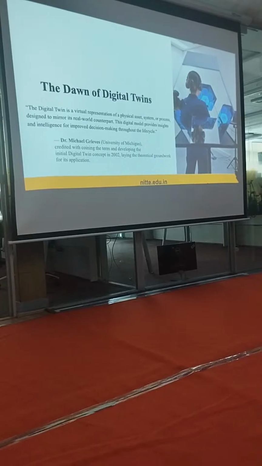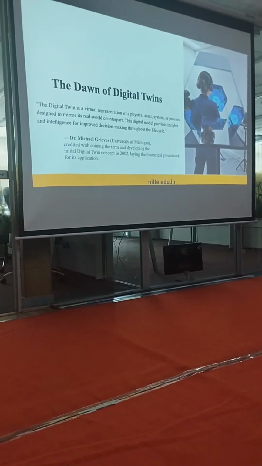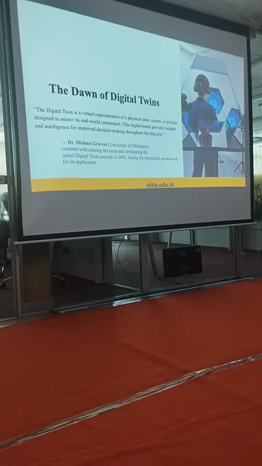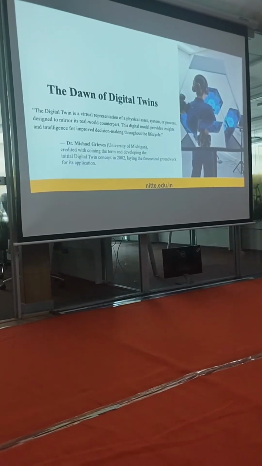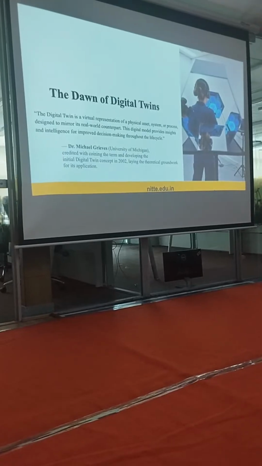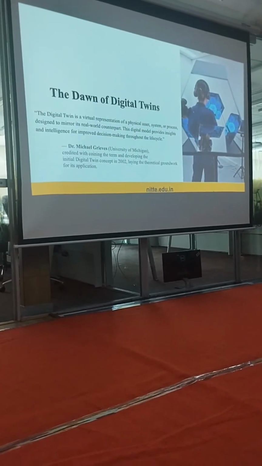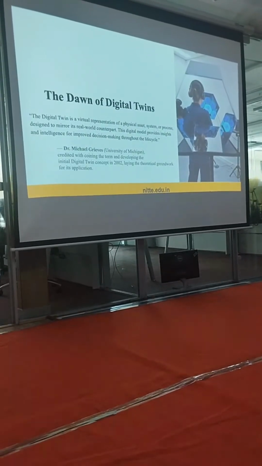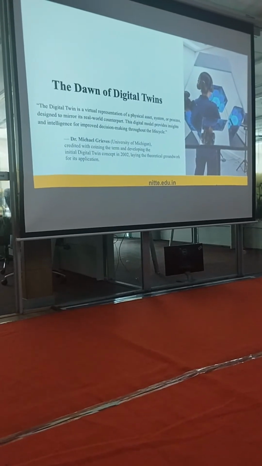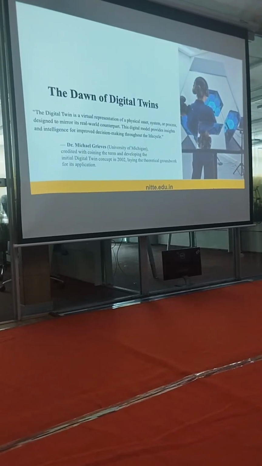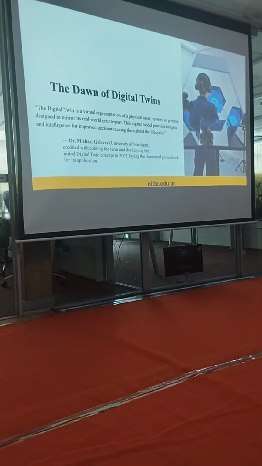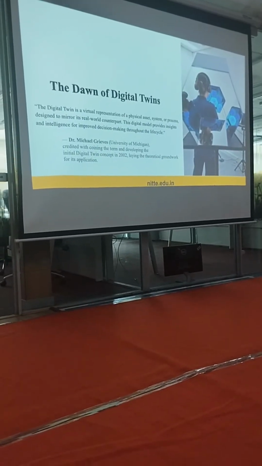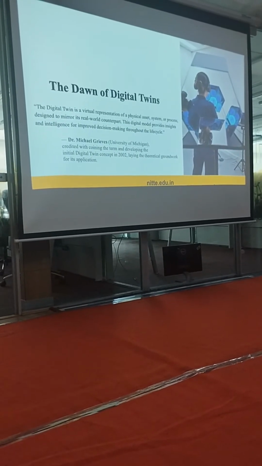So that was coined by Dr. Michael Grieves from the University of Michigan. In 2002, he laid the theoretical groundwork. However, it all picked up in 2010 when NASA used this technology for the Apollo aircraft, where there were some issues, and in order to fix that particular issue, they used this technology.